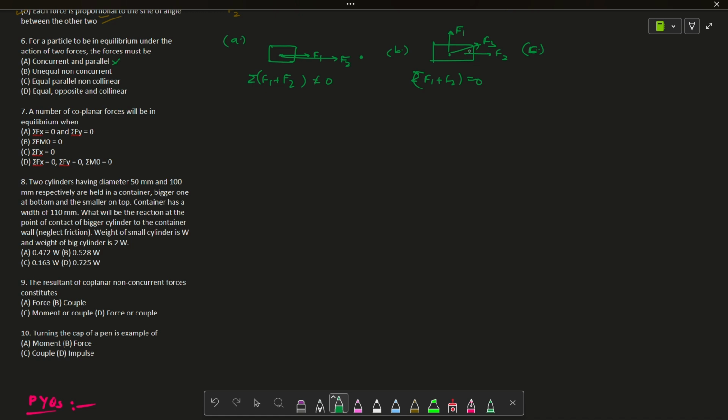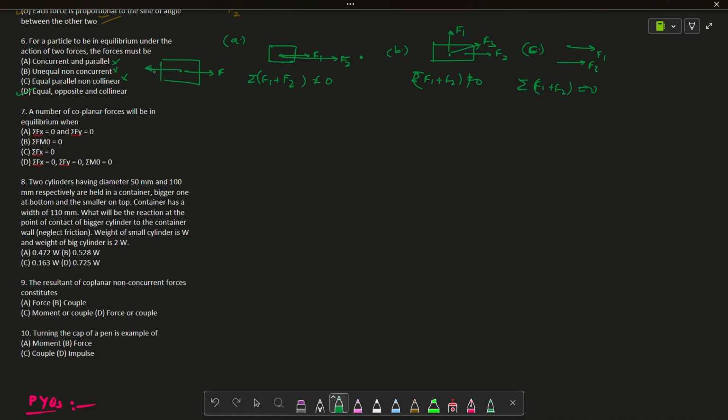Now we will see option C, equal parallel non-collinear forces. That means two parallel forces are there, F1 and F2, and they are equal. Since they are parallel, the sum of the two will again not be equal to 0. So again it's not an equilibrium case. So the fourth option is correct: equal, opposite and collinear. Those are simple equations.